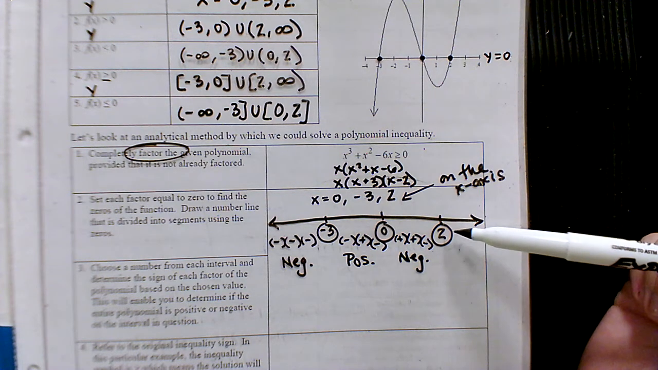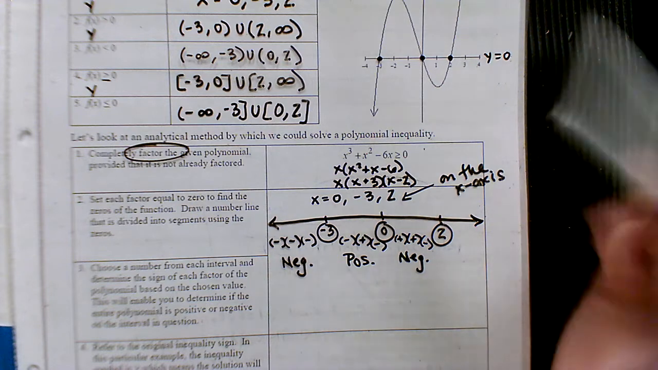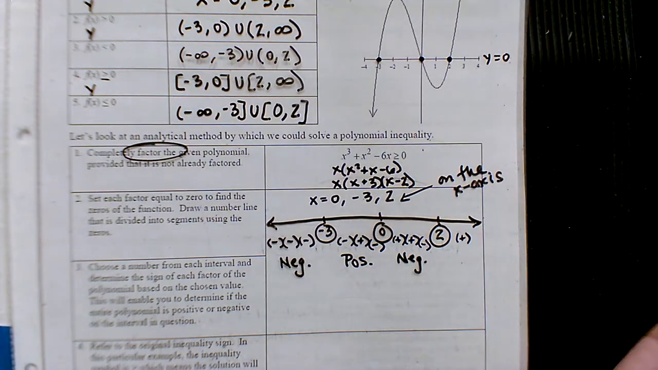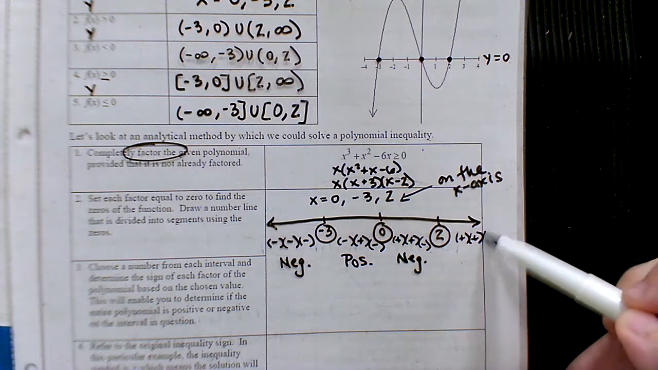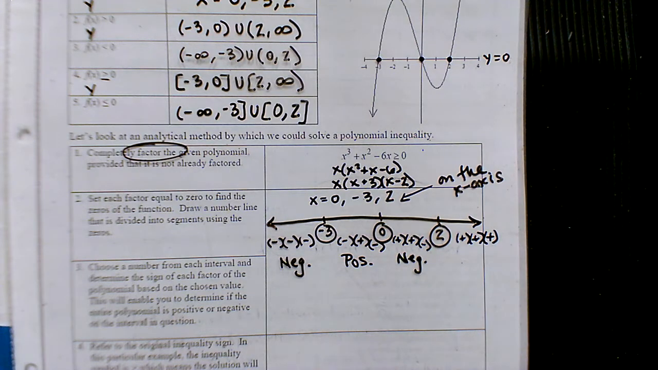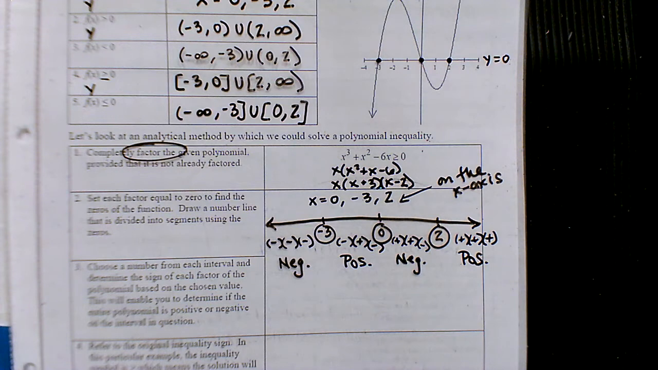Alright, in our last interval, pick anything you want between 2 and infinity. Okay, 4. 4 into the first factor is positive. 4 into the next factor, positive. 4 into the last factor, positive. Positive times positive, all positive.